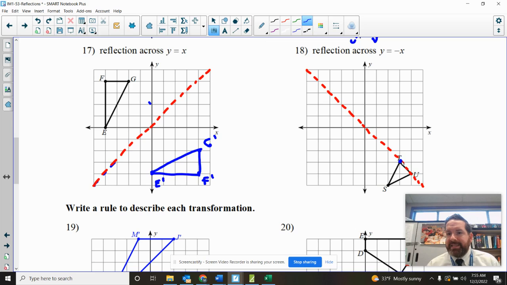So T is easy to flip because it doesn't move. U is easy to flip because it doesn't move. S, diagonal line, diagonal counts. So 1.5 diagonal boxes. So 1/2 and 1 diagonal boxes gets our S prime over there on the top. And yeah, that looks pretty good.